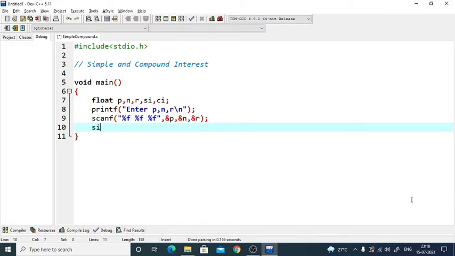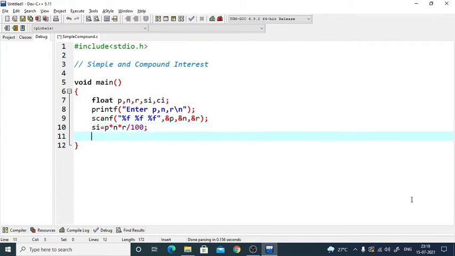So I'll first apply the formula for simple interest, which goes like P into N into R divided by 100. Now many have the doubt that PNR should be in bracket, or otherwise division will be done first, but the conclusion is the bracket is not required at all. Because it will first multiply P, N and R, and then finally the result will be divided by 100. So you get simple interest properly.